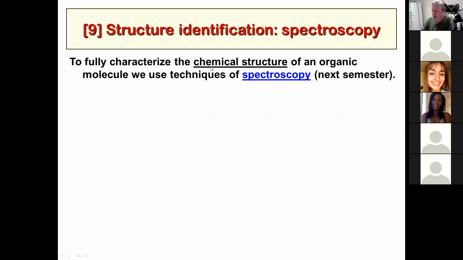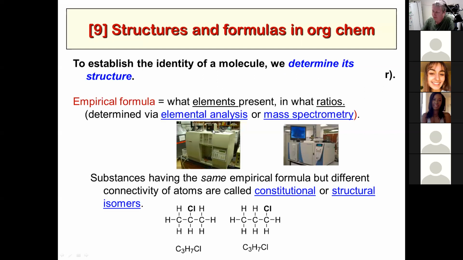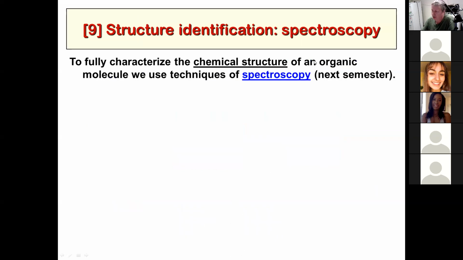To fully characterize the chemical structure of a molecule, like looking at these chemical structures, right? To fully characterize the chemical structure, we need to use something called spectroscopy. And we will actually learn this in Organic 2. It's the first chapter we learn in Organic 2, NMR spectroscopy.